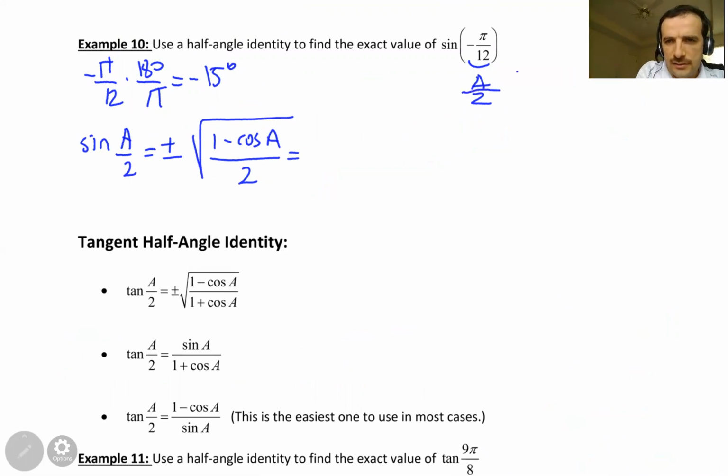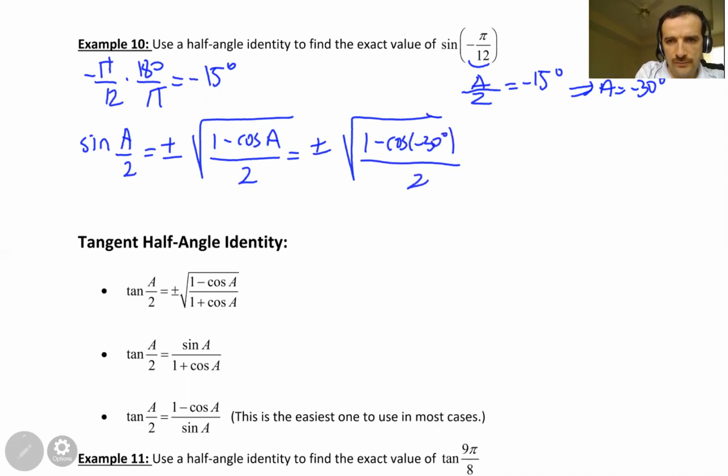Sorry, this is a over 2, yes. So a over 2 is negative 15 degrees. So a is equal to negative 30 degrees, right? So plus or minus root 1 minus cosine of negative 30 divided by 2. And remember, cosine eats the negative sign, right? So this is actually equal to plus or minus root 1 minus cosine 30 over 2. So cosine is eating minus, remember?